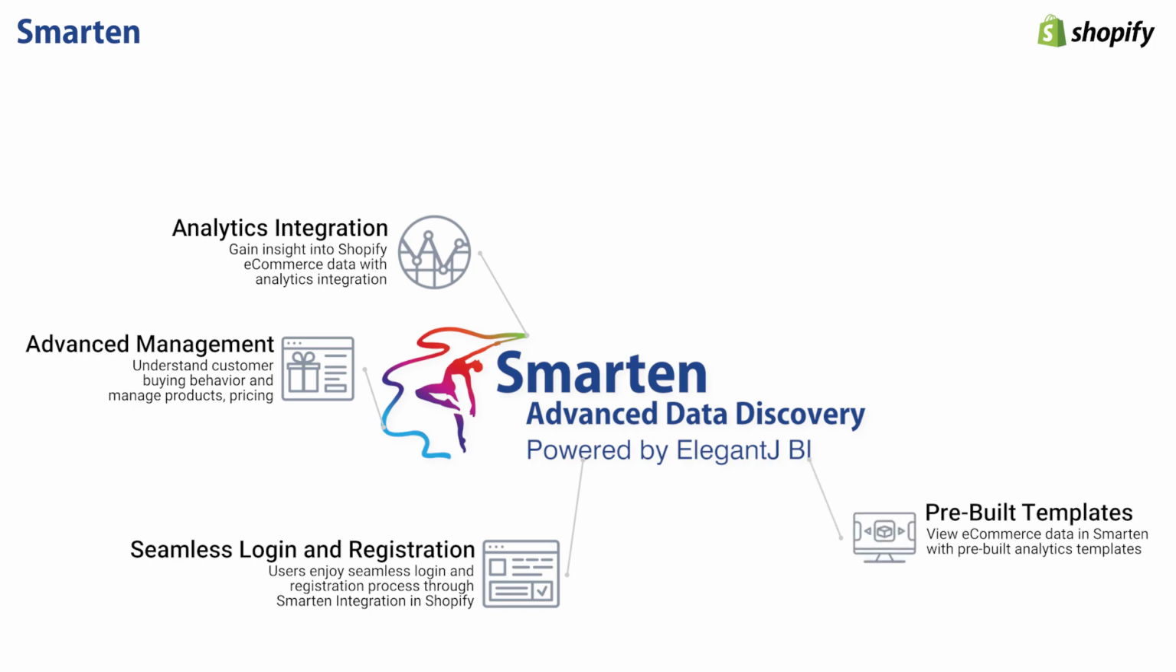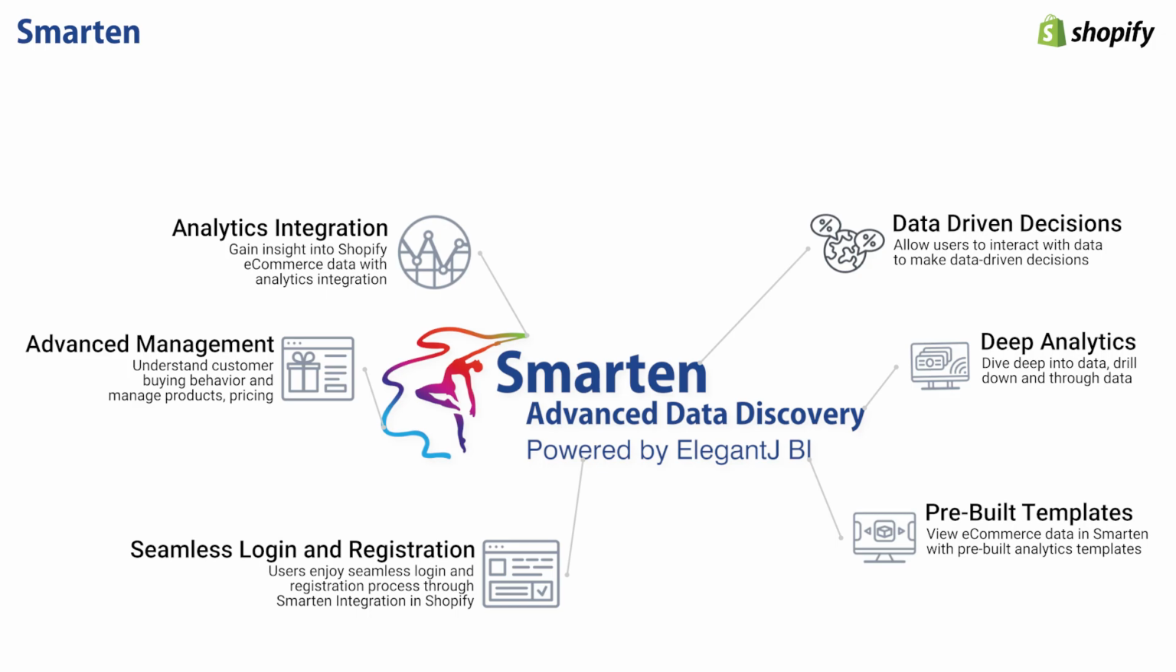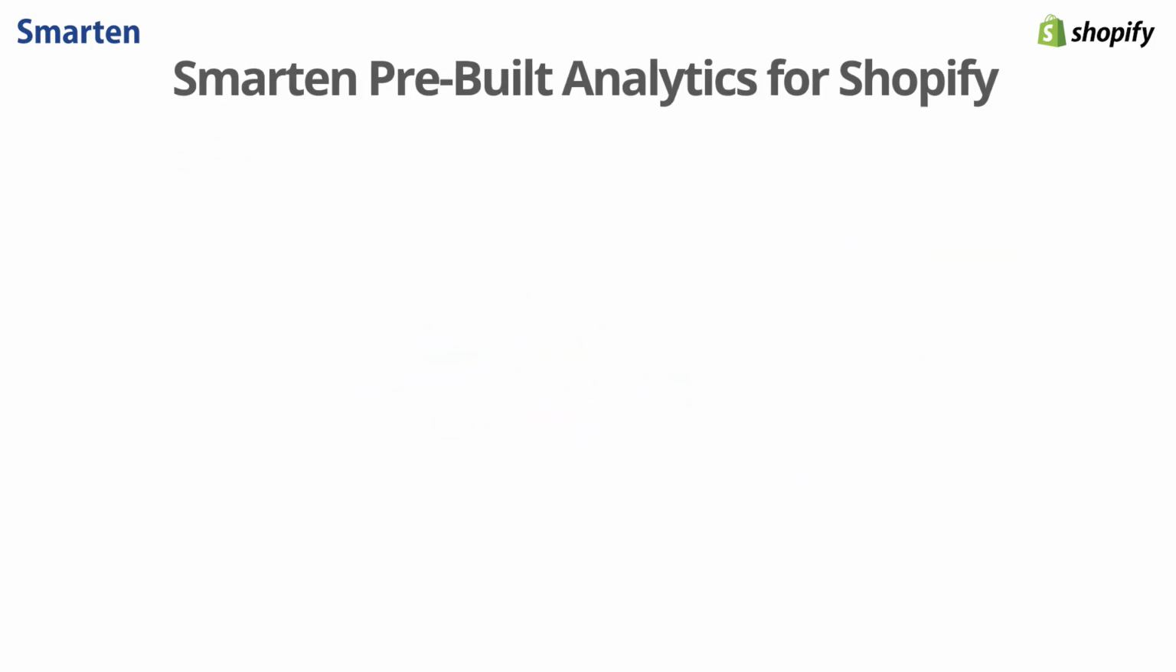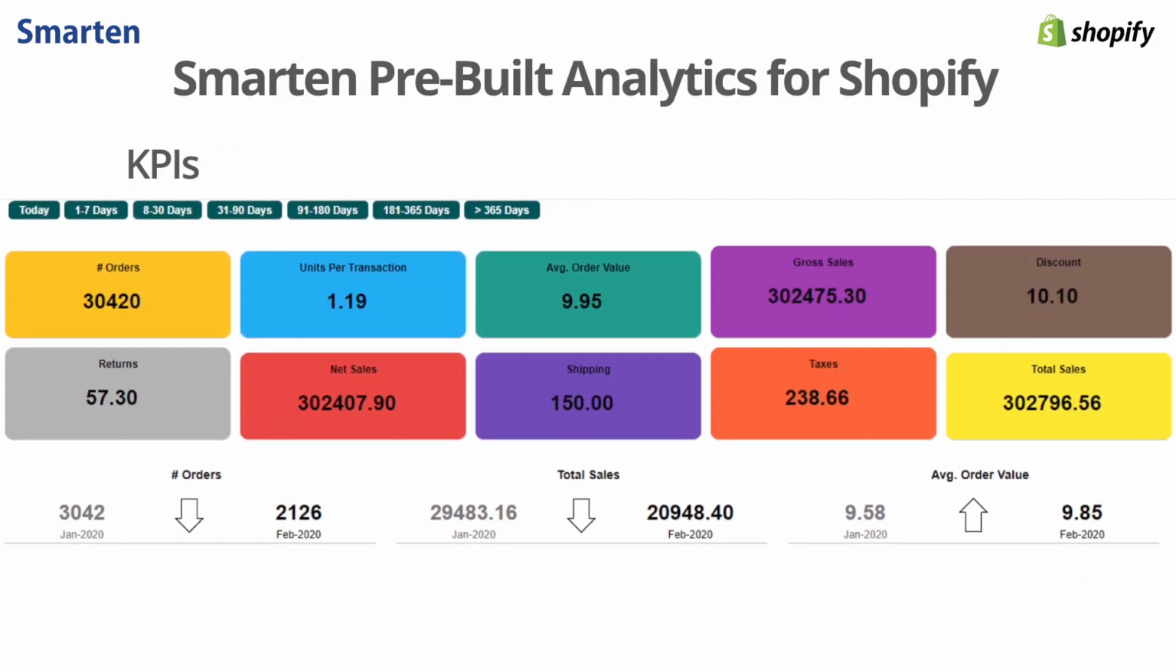Within minutes, they can see e-commerce data in Smarten with prebuilt analytics templates. Out-of-the-box reports and dashboards offer deep dive, drill down, and drill through capability to make data-driven decisions. Reports include advanced key performance indicators and analytics. Track KPIs by customers, maximum orders, average customer orders, customer value, and more.